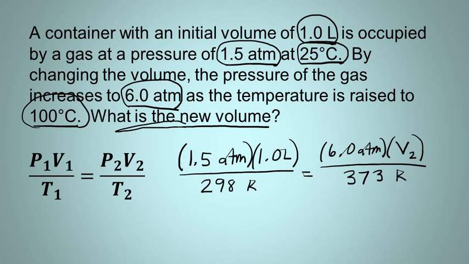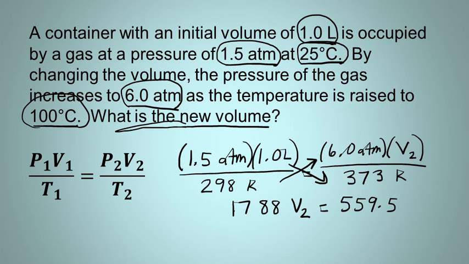So from this point, we just have a math problem, algebra problem. So we have to cross multiply. And we cross multiply in this direction. We get 298 times 6 times V2. And so that is 1,788 times V2 equals, and then when we cross multiply in this direction, 1.5 times 1 times 373 gets us 559.5. And so to solve for V2, we just divide both sides by 1788.